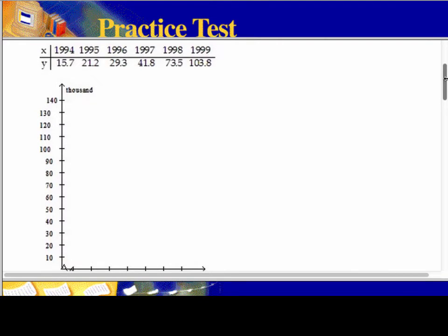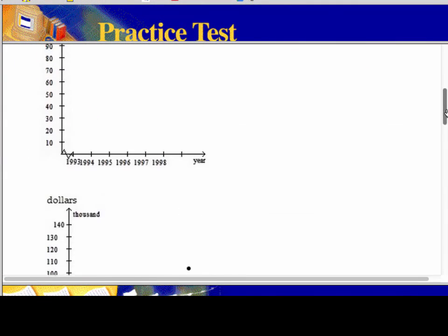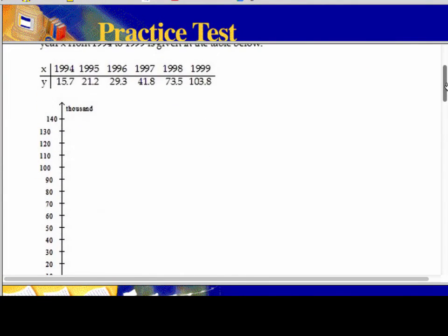All right, so this one we got to graph and plot the points. We can plot them on the line. What is it asking us to do? So we have some data here. It says the number of computers in the thousands sold in a certain state for each year is given in the table below. And then we got to graph it.